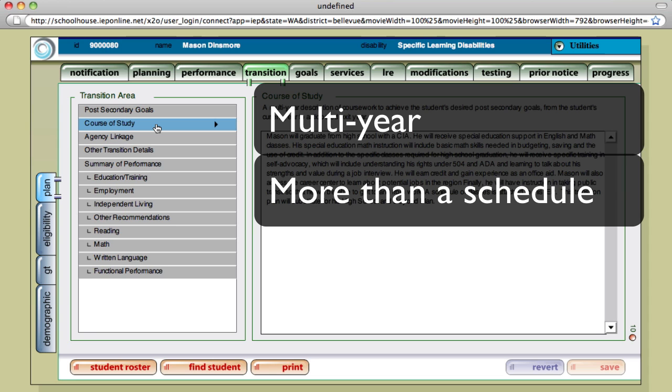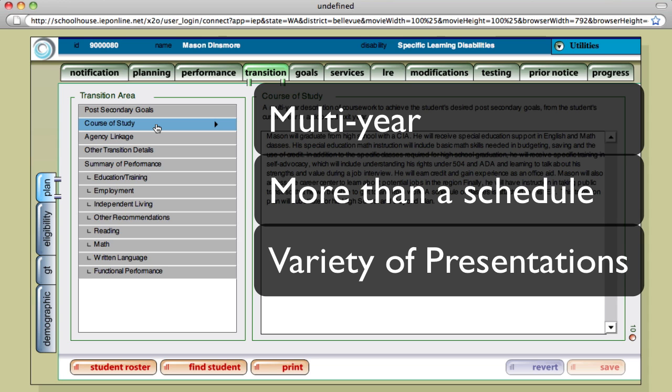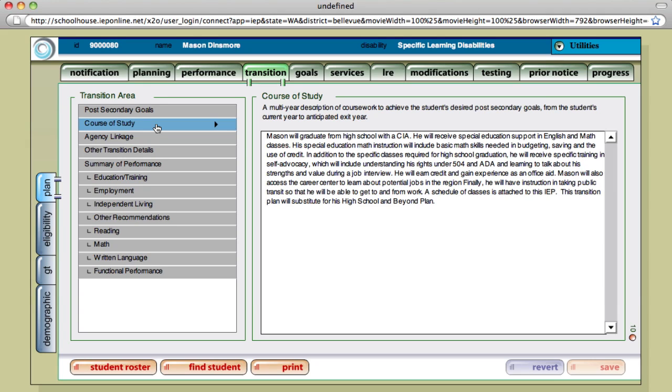More importantly, the course of study is a list of courses and programs that will help the student to achieve his or her post-secondary goals. Finally, the course of study can be presented in a bulleted list, a table, or a narrative. In this case, I have chosen to present the course of study primarily as a narrative, though a listing of classes will be attached to the IEP.